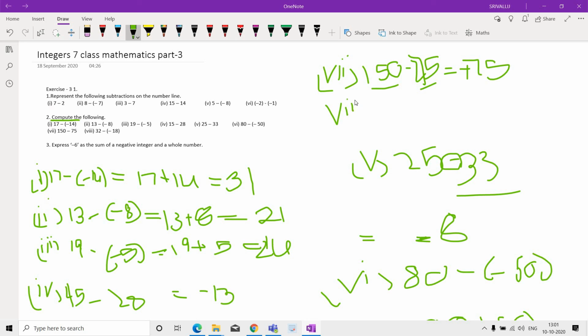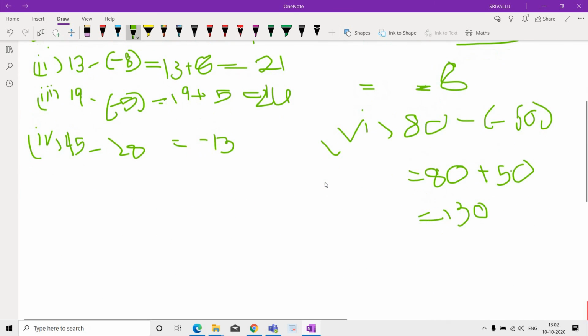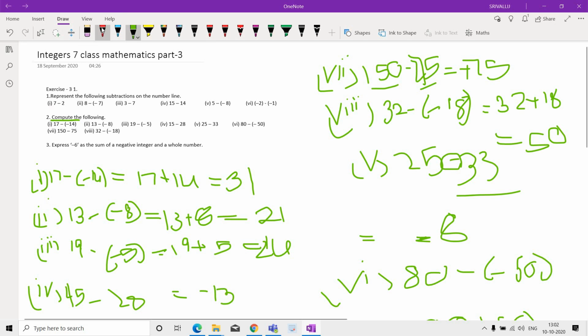8th problem. 32 minus minus 18. Minus into minus plus. It is the small equation in algebra. 32 plus 18 is 50. So, see this totally. We completed 8 problems successfully.